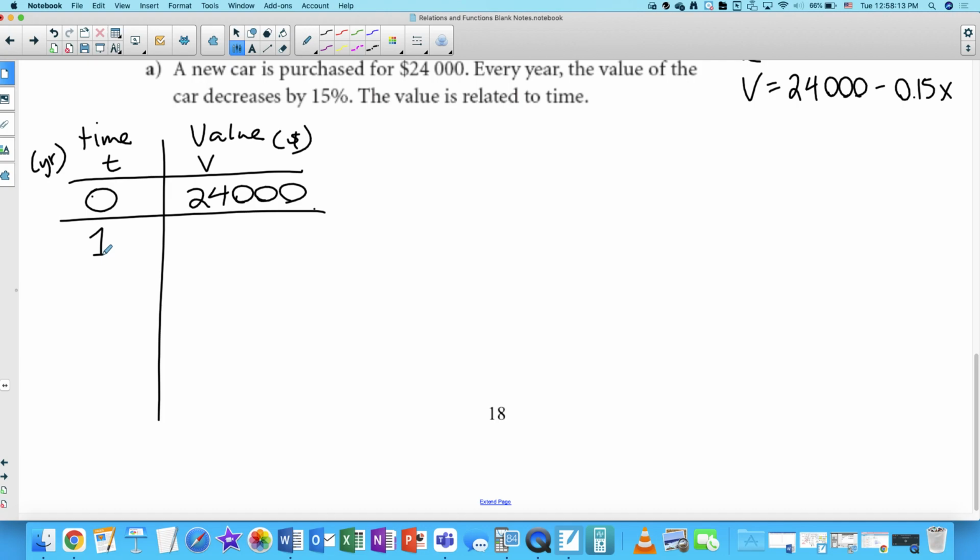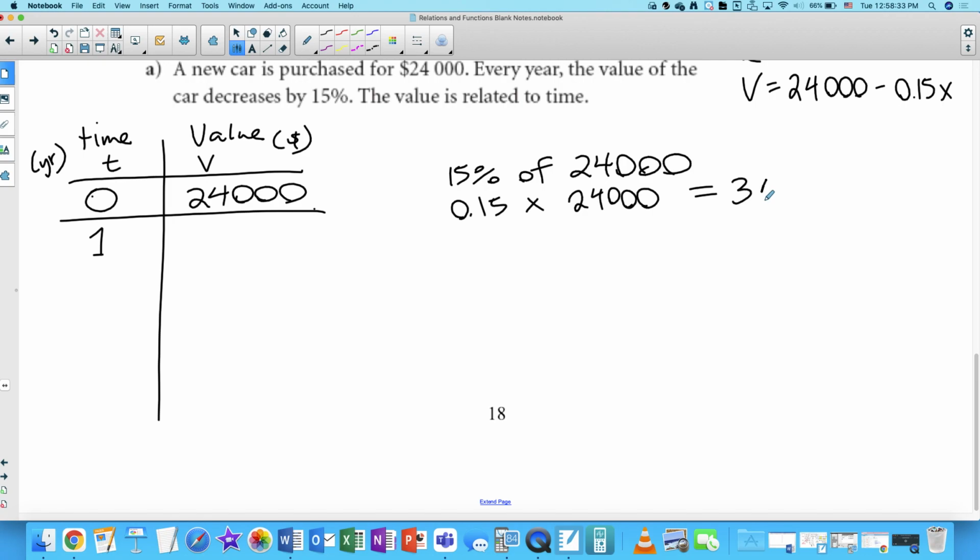Okay, so 15% of 24,000. Do you guys remember how to calculate this? 0.15. Yeah. So of means times. The percent has to be written as a decimal. And I believe that's 3,600. Is that right? Okay, so we have to now subtract 3,600. And so what is that? It's 20,400. Okay. Year 2.